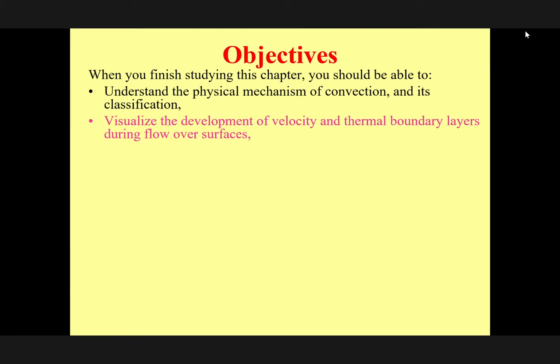forced convection, and we were trying to visualize how the velocity and temperature profile will develop as flow goes over the surface. Again, we limited this discussion to flow over a plate to be able to understand exactly what happens. Then we showed, when it's between two layers of a plate, how the velocity profile will develop. Therefore, we have some idea of visualization of how this actually takes place.